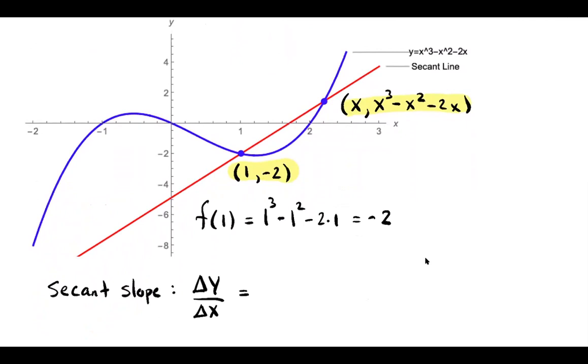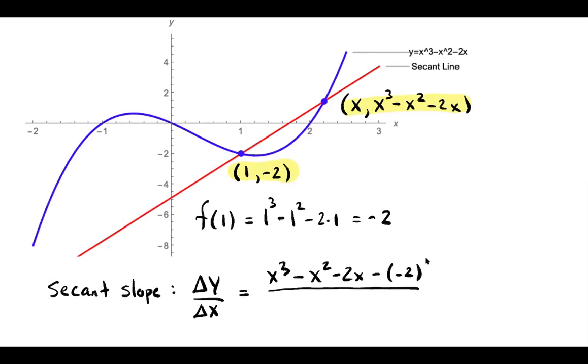Well, what are my y coordinates? I'm going to do them in this order. My first y coordinate is x cubed minus x squared minus 2x. So I'm going to take that expression, x cubed minus x squared minus 2x, and then I'm going to subtract from it my second y coordinate. Well, what is the second y coordinate? That's this minus 2. So I'm subtracting a negative 2. I'll write it like that so the notes are easier to follow.